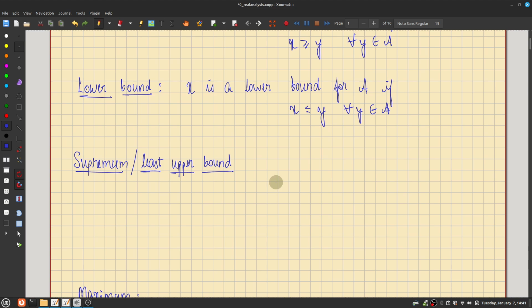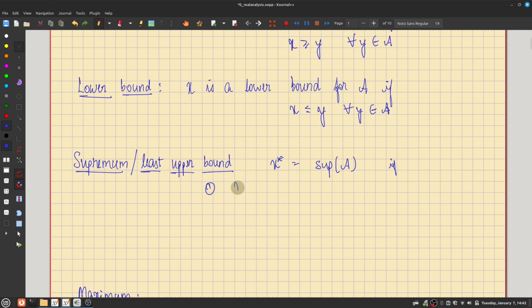What is more interesting for us is the notion of the smallest possible upper bound, which we'll call the supremum. So we say that a number x star is the supremum of A, denoted sup of A, if it satisfies the following two properties.